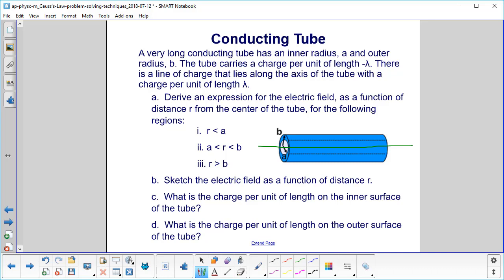Derive an expression for the electric field as a function of distance r from the center of the tube for three regions: r less than A, r greater than A but less than B, which is inside the conducting tube, and r greater than B. Then sketch the electric field as a function of distance r. C. What is the charge per unit of length on the inner surface of the tube? And D. What is the charge per unit of length on the outer surface of the tube?